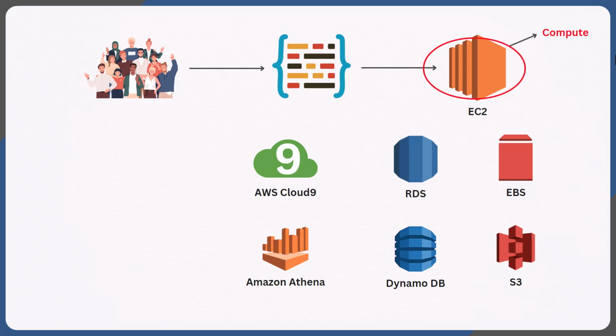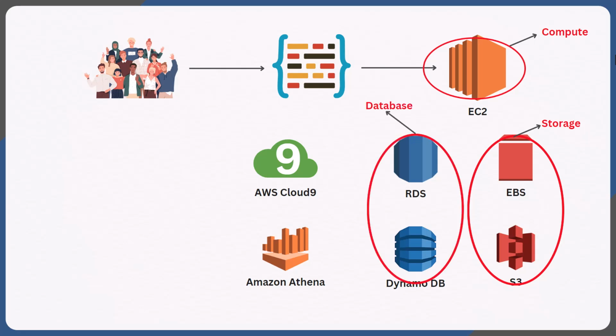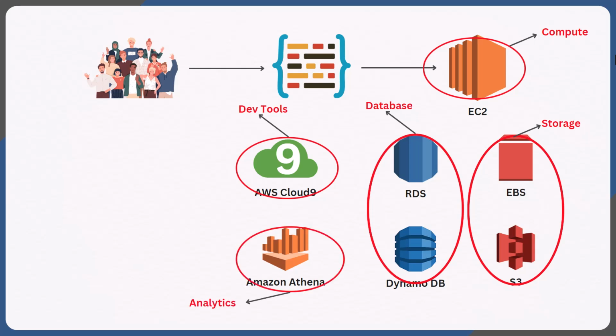Now, EC2 comes under the compute category. We also have a bunch of other services that fall under the compute category, but I'm not talking about them right now because I want to keep things very simple for this video. Similarly, EBS and S3 would fall under the storage category. We have RDS and DynamoDB falling under the database category. AWS Cloud9 comes under DevTools, and Amazon Athena comes under Analytics.